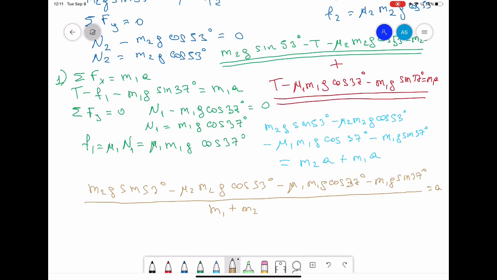And you can obviously also find the tension by substituting the acceleration and other values either in the first equation or in the second equation.